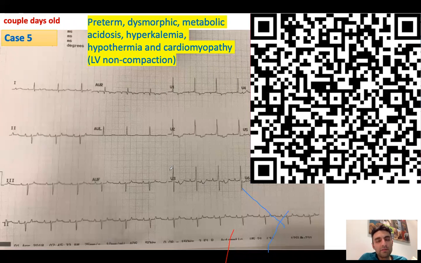Mobitz 1 means there is progressive PR prolongation, then a dropped beat. So usually you see grouped beating, meaning you see a couple of beats back to back and then a gap. Whenever you see grouped beating, of course Mobitz 1 comes to mind. In this case, the RR interval is regular. There's no grouped beating, and there are no dropped beats. So Mobitz 1 is definitely not the answer.